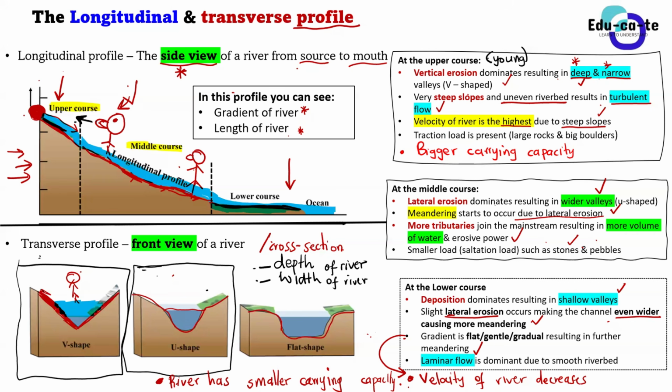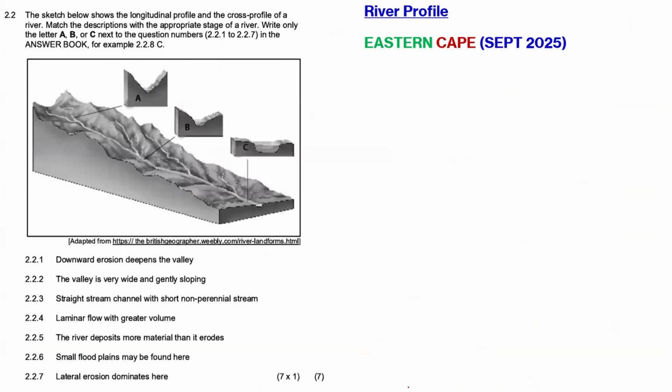Don't mix them. Don't say the gradient is flat and the velocity of the river decreases. Right, guys, please answer point by point. You write a point, you put a full stop. You write another point, you put a full stop. How do you get 2 marks for each point? Cause and effect. Give a cause and an effect. The velocity decreases. That's the effect. Why is that? It's because the gradient is gentle.